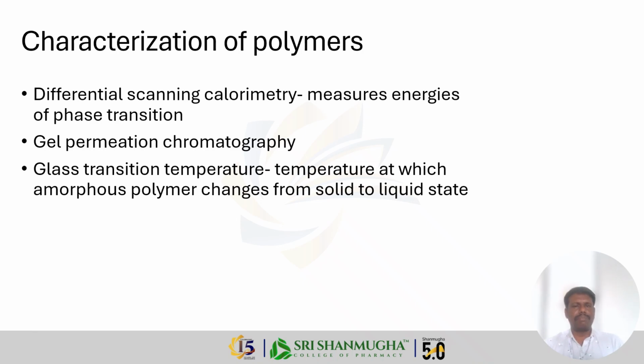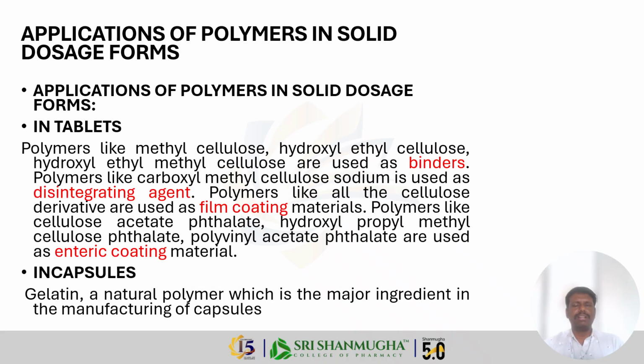In the characterization of polymers, differential scanning calorimetry measures the phase transition energies. Then gel permeation chromatography determines molecular weight distribution. The glass transition temperature indicates the temperature at which an amorphous polymer changes from rigid to flexible. These techniques help predict polymer behavior in formulation. So these are the types of characterization of polymers. Then in the next slide we discuss the application of polymers in solid dosage forms.